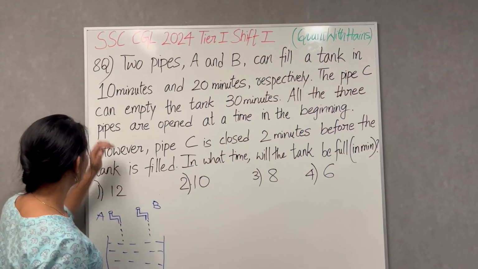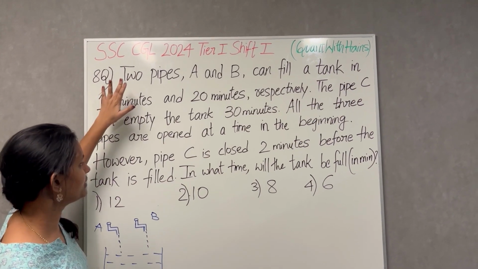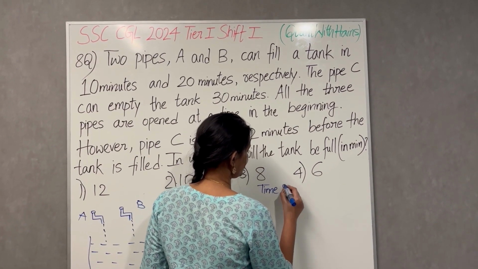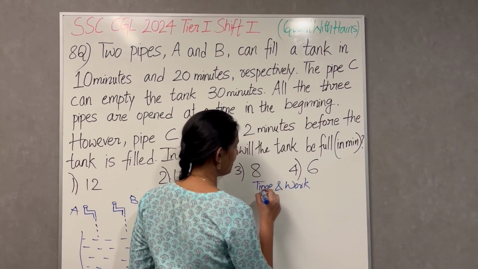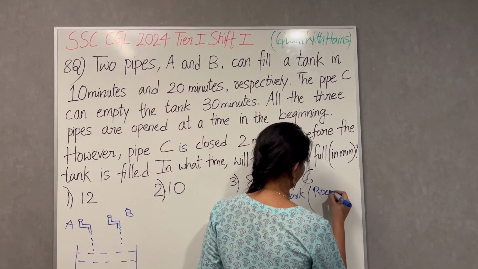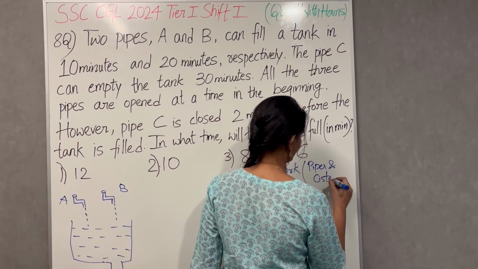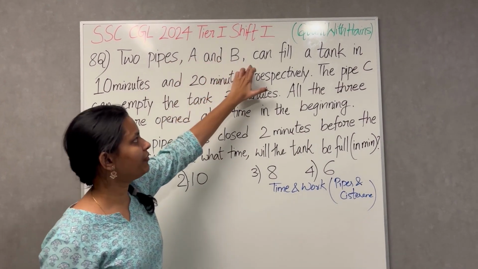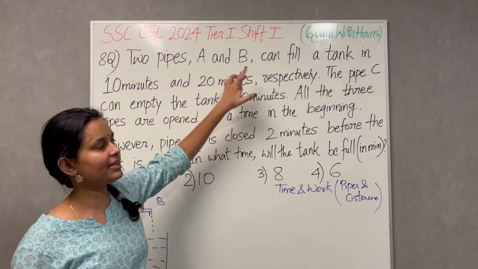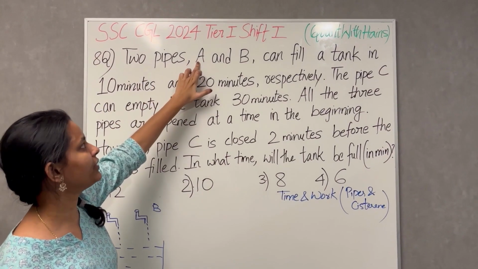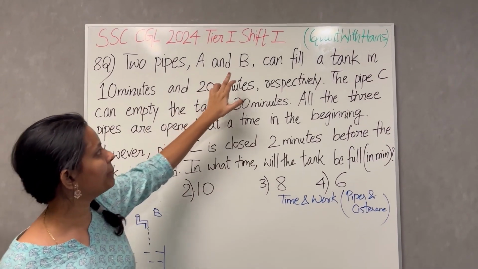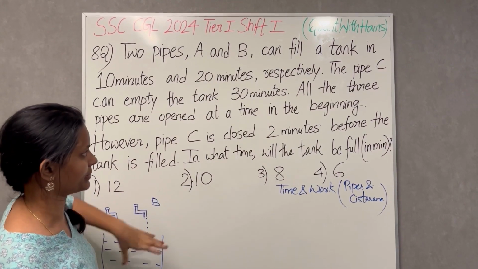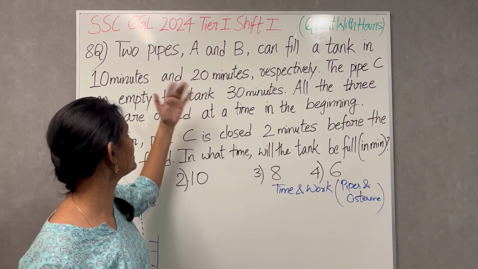Thank you. Now let us understand the 8th question. Here this is a problem of time and work, and the subtopic is pipes and cistern. Let us understand the question first. Two pipes A and B can fill a tank in 10 minutes and 20 minutes respectively. Means A can fill the tank in 10 minutes and B can separately fill the tank in 20 minutes. Not together, respectively means individually.